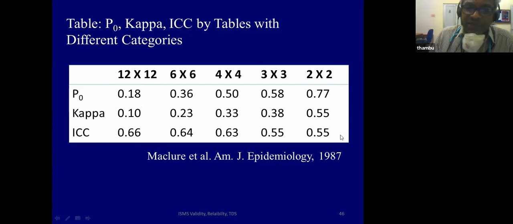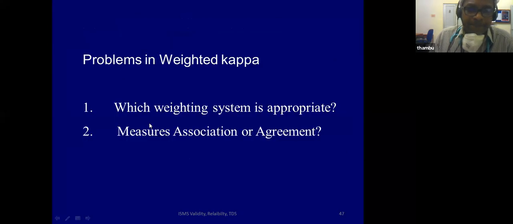So this particular table gives you the expected values for these kinds of tables. As you can see, if you go for 12 by 12, then the kappa will be low. As you go for 2 by 2, the kappa will be 0.55, and the ICC value also is similar. So there are some differences as you start going to bigger and bigger tables. The kappa becomes smaller and smaller, and the observed agreement becomes smaller and smaller, whereas ICC becomes higher and higher.